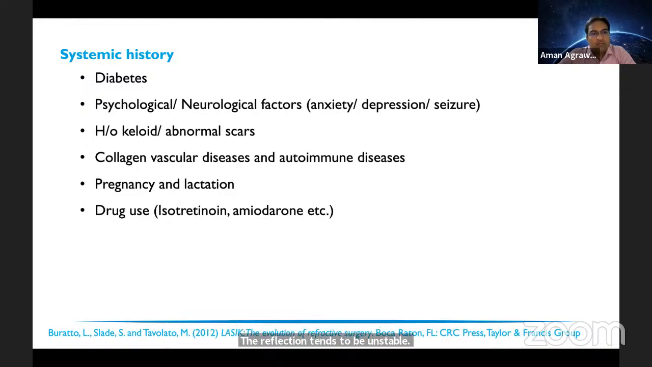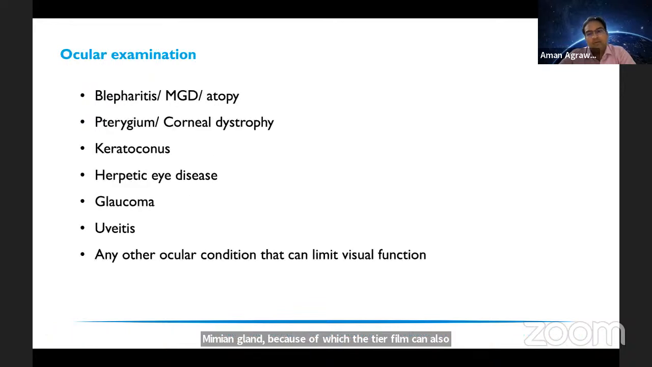Then drug use such as isotretinoin, because most of the young females might be suffering from acne or acne disorders, so they might be on isotretinoin. And it is known that isotretinoin can actually hamper the functioning of the meibomian gland, because of which the tear film can also get altered. And so this can also result in alterations in our calculations, especially the topography.